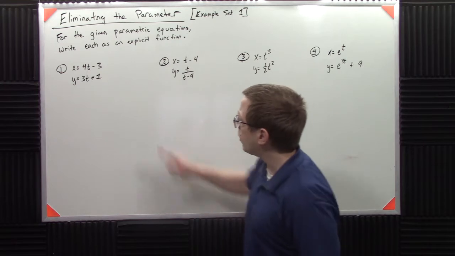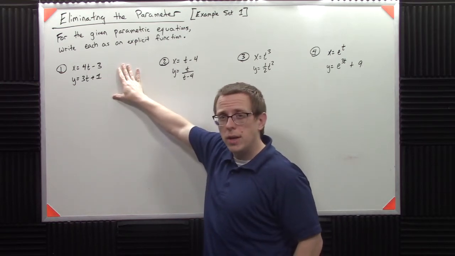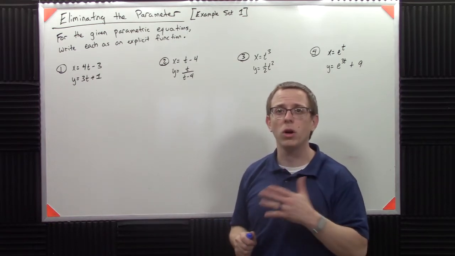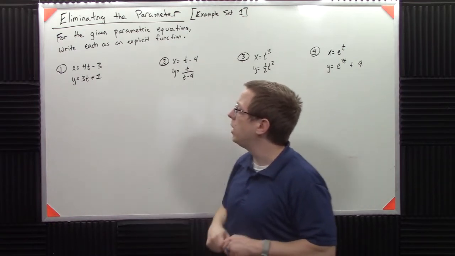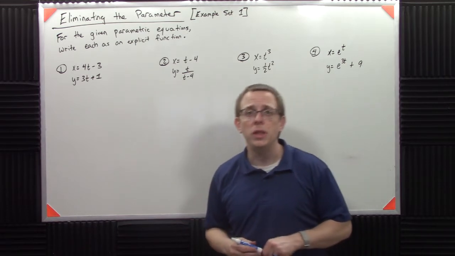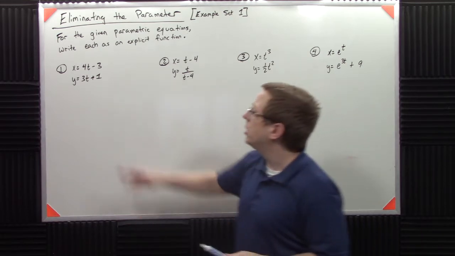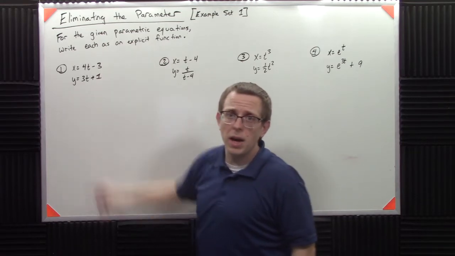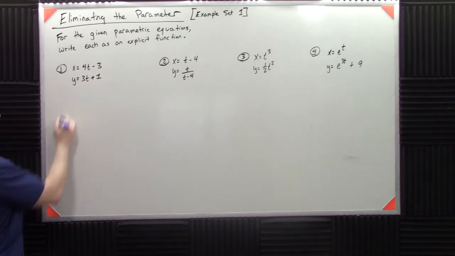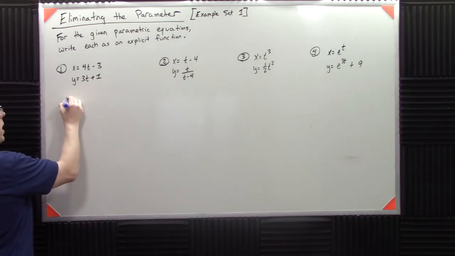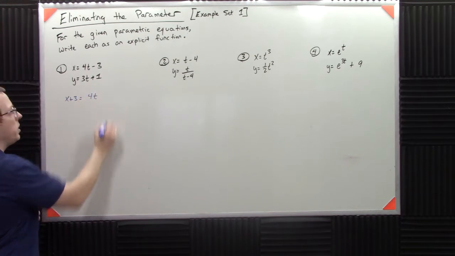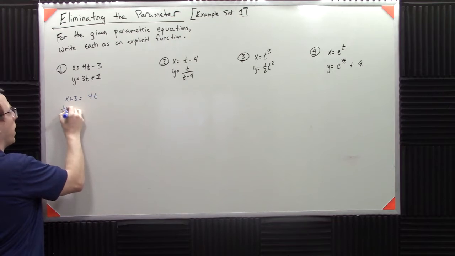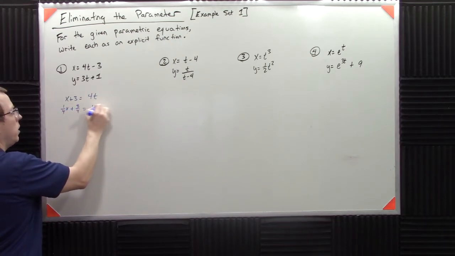Anyway, there are two ways to do this: the brute force way, and the clever way. We're going to try to do a little bit of both. The first one is here. What you want to do is get t by itself, since a lot of times we want y as a function of x. I'm going to say, if x is 4t minus 3, then x plus 3 is equal to 4t. Then I can divide both sides by 4. I get 1/4 x plus 3/4 equals t.